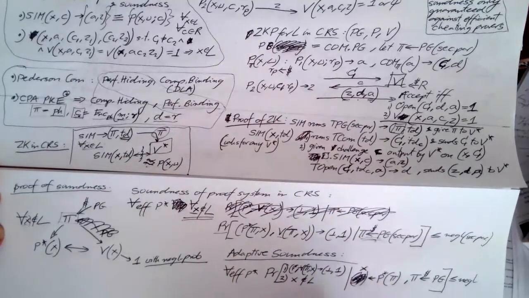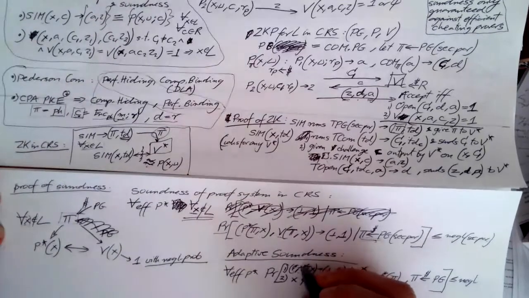So we let the prover choose the statement after seeing the reference string, and we say he wins if this statement is not in the language, but the verifier accepts. But there is some procedure that he follows to get the verifier to accept.